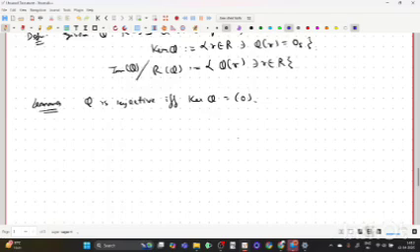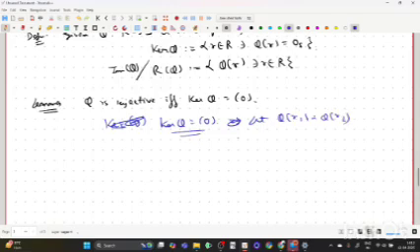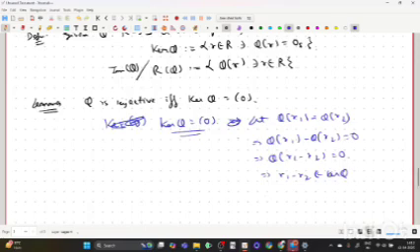So suppose the kernel of phi is only the zero element. Let phi of R1 be equal to phi of R2. Then this would imply phi of R1 minus phi of R2 is 0. This would imply phi of R1 minus R2 is 0. But then by definition, R1 minus R2 must be an element of the kernel of phi. But since the kernel of phi consists of only the zero element, R1 must be equal to R2. And the converse will hold along the same set of steps.